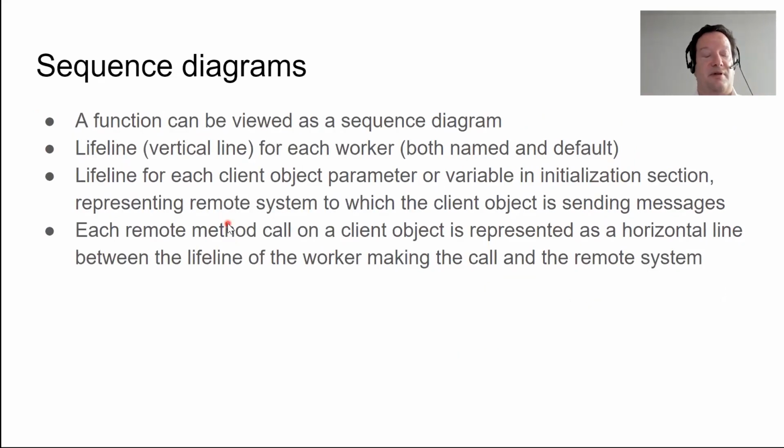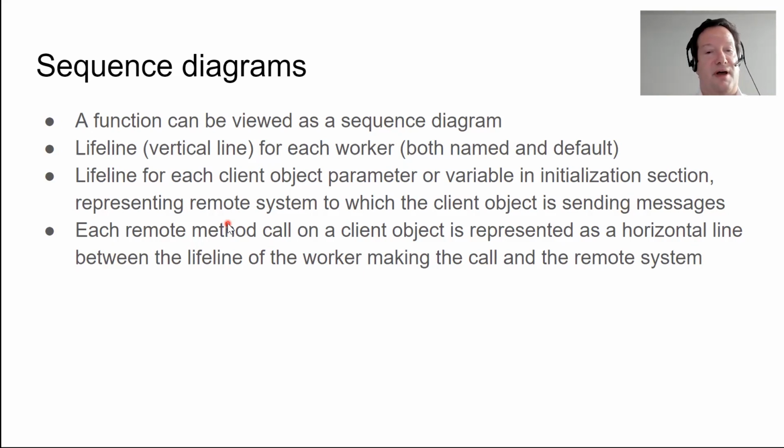So how does that map onto a sequence diagram? Basically, a function can be viewed as a sequence diagram. Each worker in the function has a vertical line. You've got a lifeline for each worker. You have a lifeline for the function worker and a lifeline for each named worker.